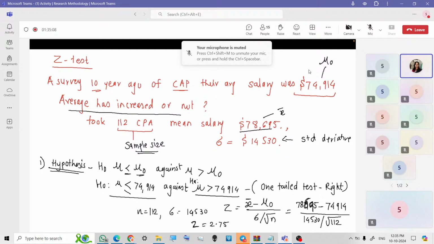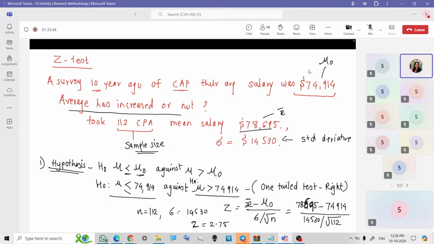The average salary was $74,914. Okay, this was the average salary. Later, an accounting researcher would like to know, since this was the statistic from 10 years ago, whether over the years the average has increased or not. So this we wanted to test. Okay, this is what is given to you.